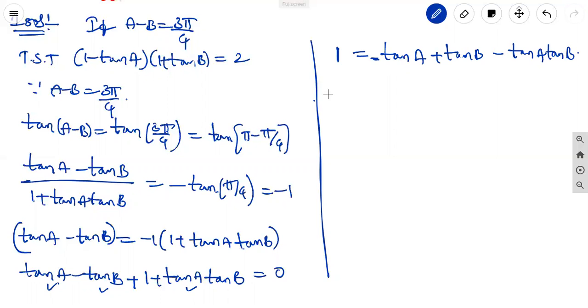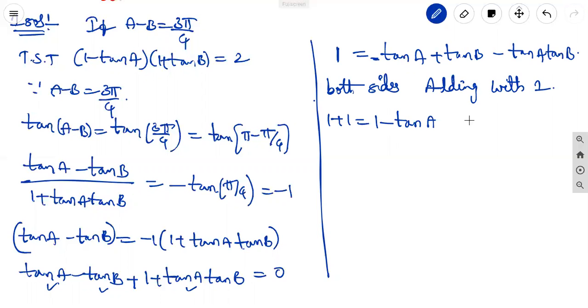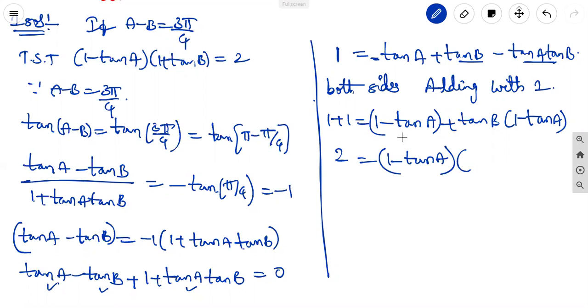Okay, adding 1 to both sides: 1 plus 1 equal to 1 minus tan A plus tan B, taking tan B common from these two terms, tan B into 1 minus tan A. This is one term. So 2 equal to 1 minus tan A taken common, and the remaining term is 1 plus tan B.